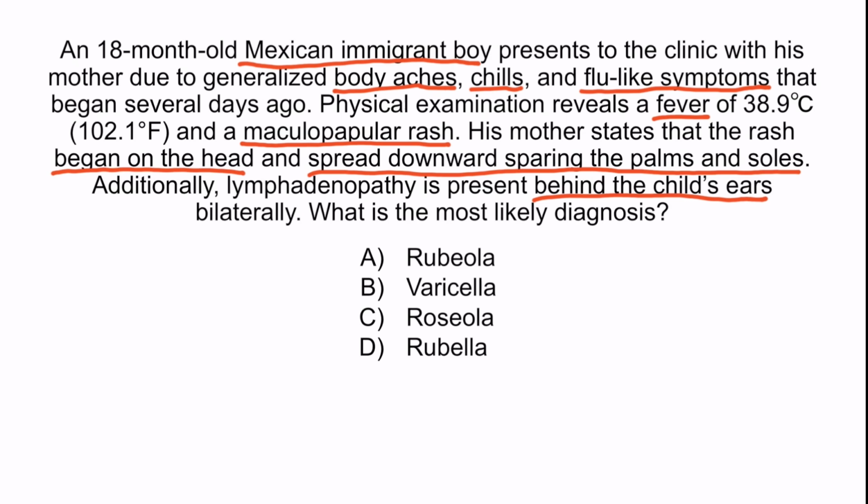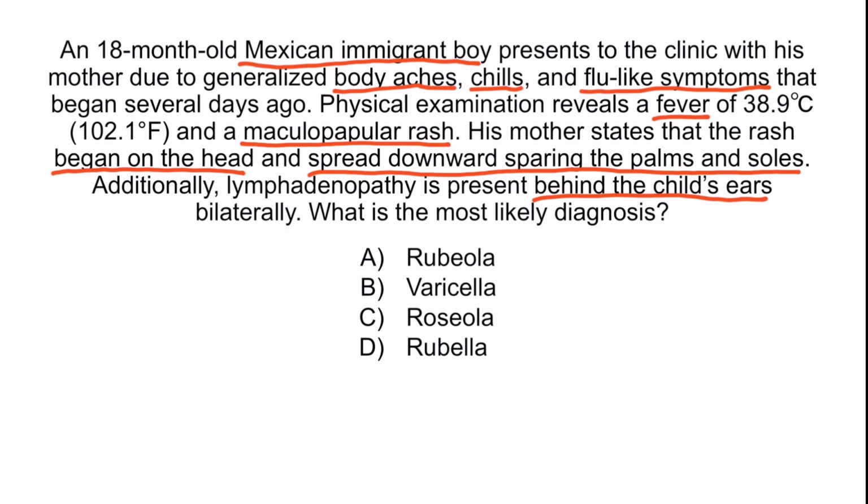A. Rubeola, B. varicella, C. roseola, or D. rubella. All right, this is an 18-month-old male who has recently immigrated from Mexico, so we should consider the possibility that he may not have received all of his immunizations. The main complaints are flu-like symptoms, which include fever, body aches, and chills. The patient also has a maculopapular rash, which started on his head and then spread downward, sparing the palms and soles. And he also has post-auricular lymphadenopathy.